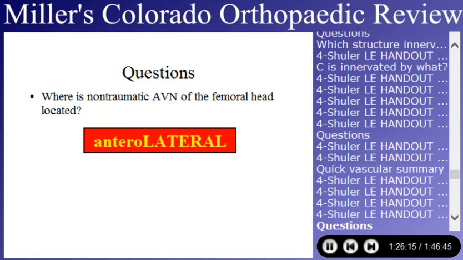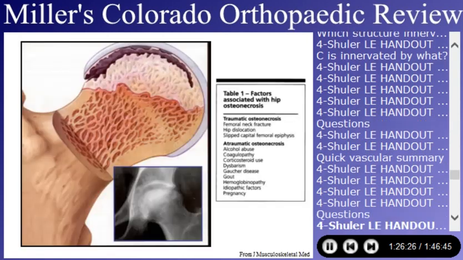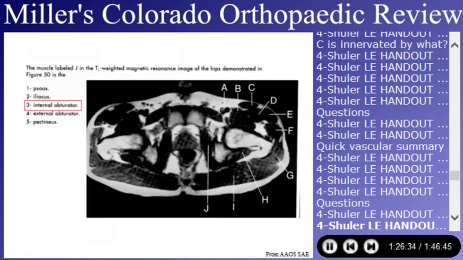Non-traumatic AVN of the femoral head is located where? Anatomy. Where's it located? Anterolateral, shown here. I listed some factors associated with osteonecrosis. They love this one. Structure labeled J, right here, makes a 90-degree turn. Is what? Obturator internus.